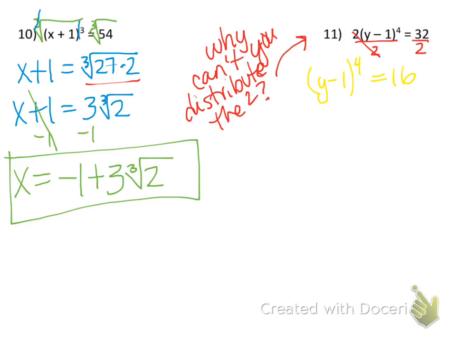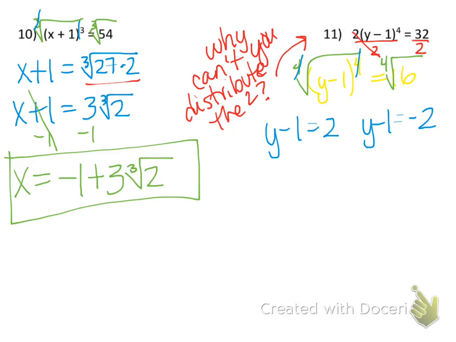So then we get y minus 1 to the 4th equals 16. So to get rid of the 4th power, we're going to take the 4th root. Keep in mind that the 4th power and the 4th root undo each other, so we get y minus 1 equals 2. Don't forget that you also have y minus 1 equals -2. You're going to get two distinct answers.